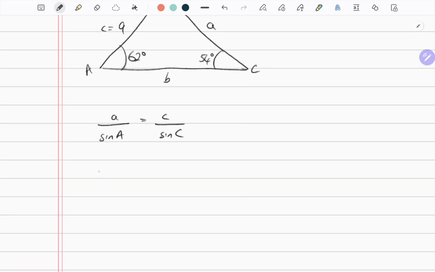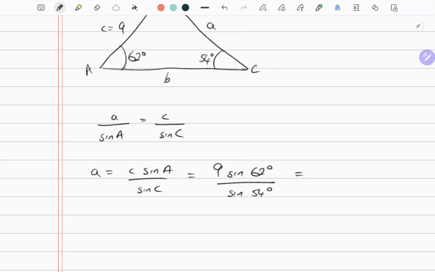So let's plug those numbers in. What we first need to do, however, is to multiply both sides by sine A. So we will have a is equal to c sine A over sine C, so we can plug these numbers in now. 9 sine 62 degrees over sine 54 degrees.